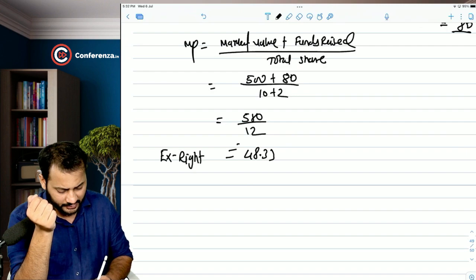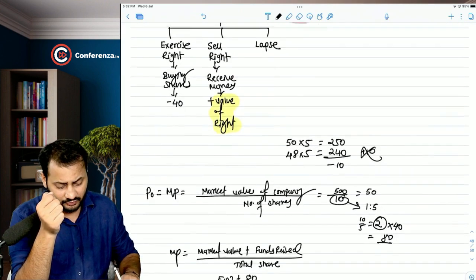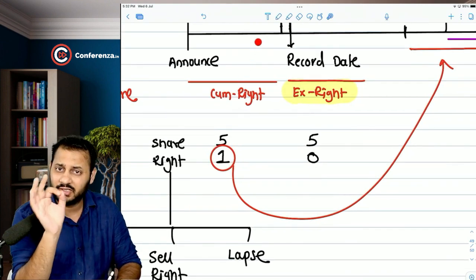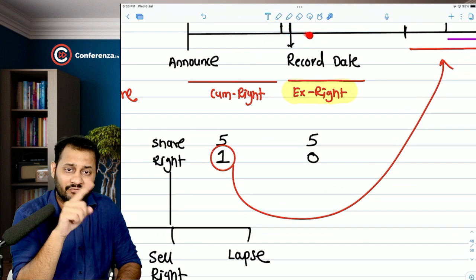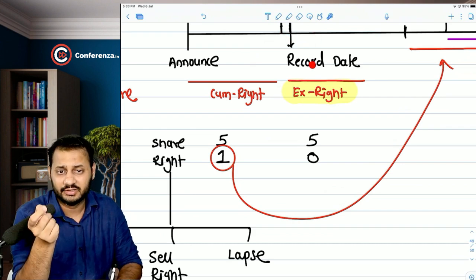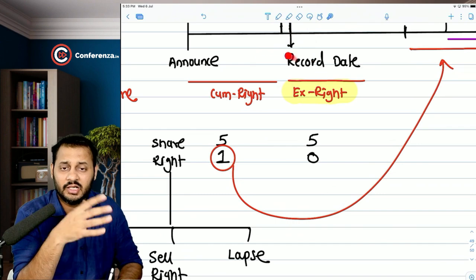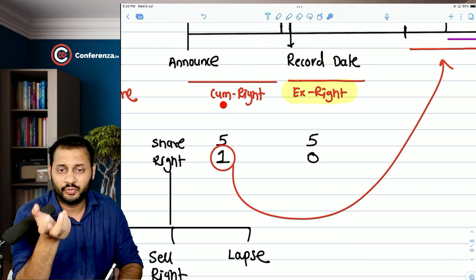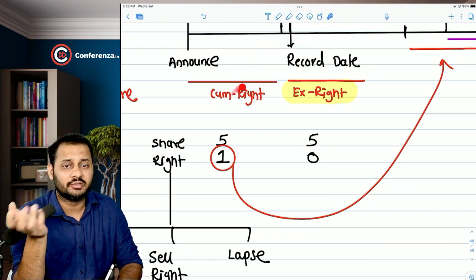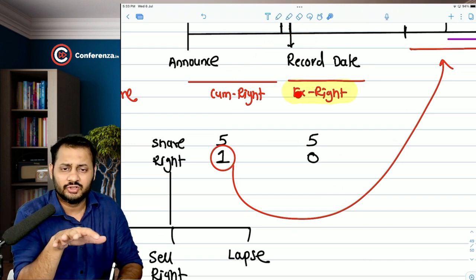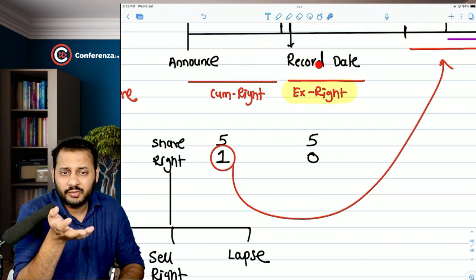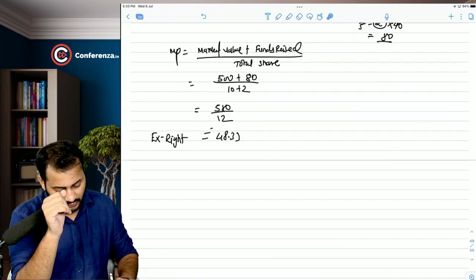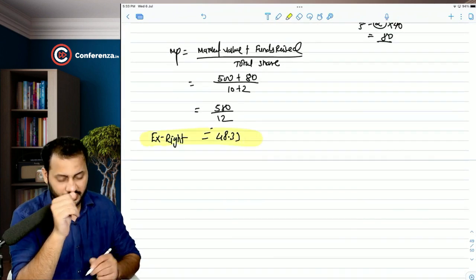So that's what I was saying at that point. If you want to buy the share before this date, you will get it at 50 rupees. But if you want to buy after this date, you will get it at 48.33. Although you are getting it at a lesser price, buying it at 50 rupees comes with a right. So you get a right to buy additional shares, but this comes with no rights. So 48.33 means without any right. So this is the X right price of the share.